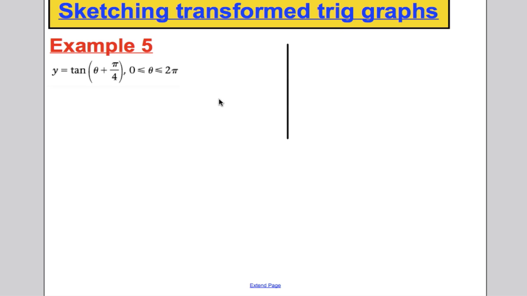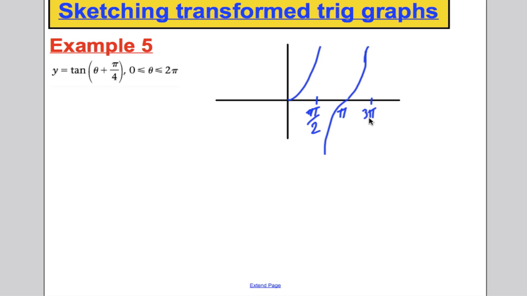Okay, the tan graph here, they want it between 0 and 2 pi. Remember what the tan graph looks like. It looks something like this. That's going to be pi by 2. That's going to be equal to pi. And that's 3 pi by 2, that asymptote there. And this one's going to come up here to finish off at 2 pi. So that's the original y equals tan graph.